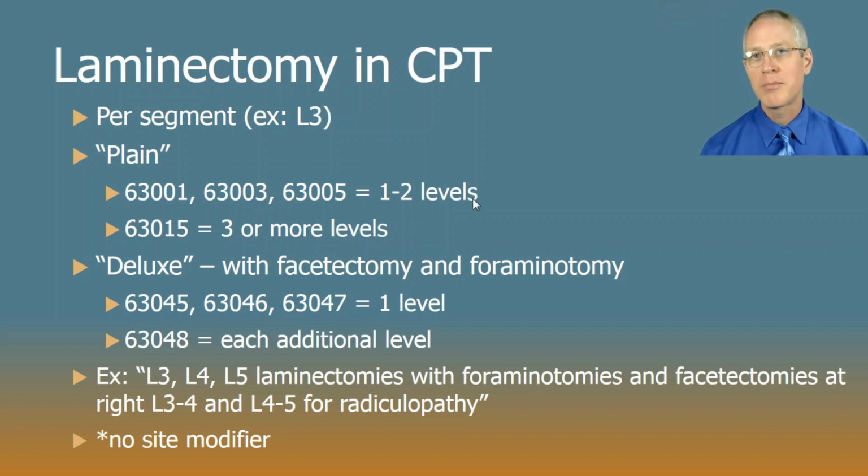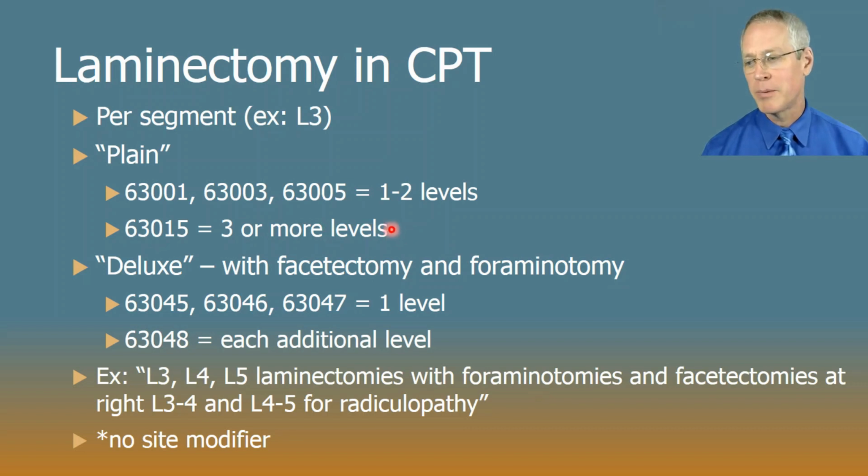Okay, let's see how laminectomies look in CPT. We've got two main families of codes for laminectomy in CPT: the so-called plain laminectomy, done without a facetectomy or foraminotomy, and the deluxe, which includes both of those elements. Now, laminectomy is done per segment and must include each of the elements: removal of lamina, decompression of the spinal canal and/or neural foramen, a facetectomy, and a foraminotomy too. So 63001, 3, and 5 are the cervical, thoracic, and lumbar regions, 1 or 2 levels. That's an important note. 63015 is 3 or more levels done.